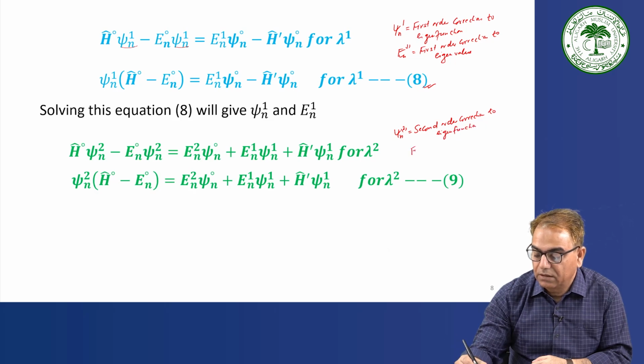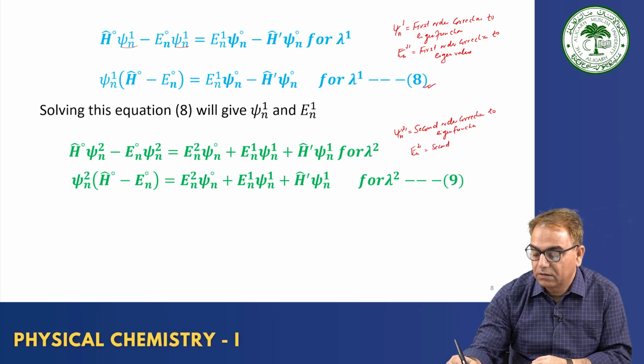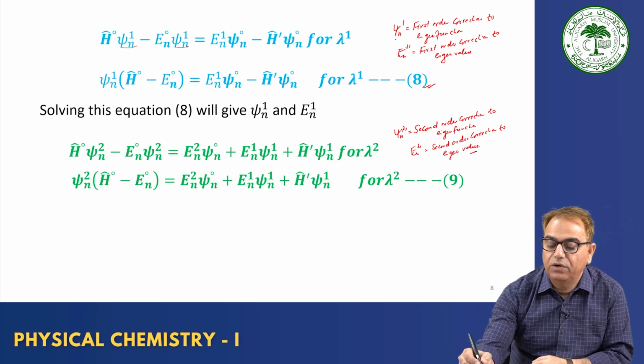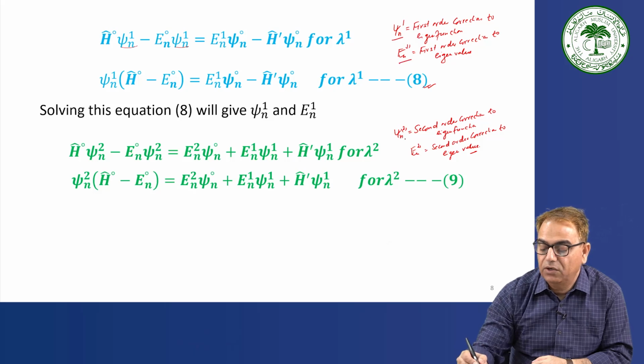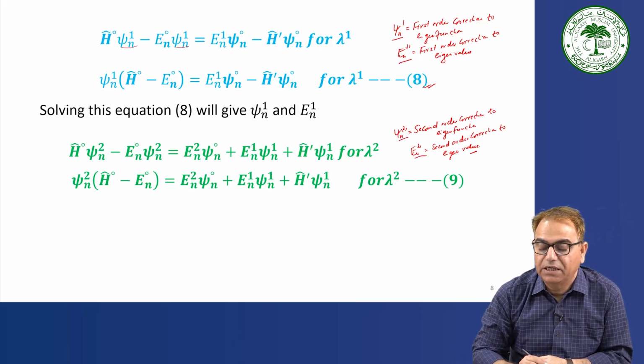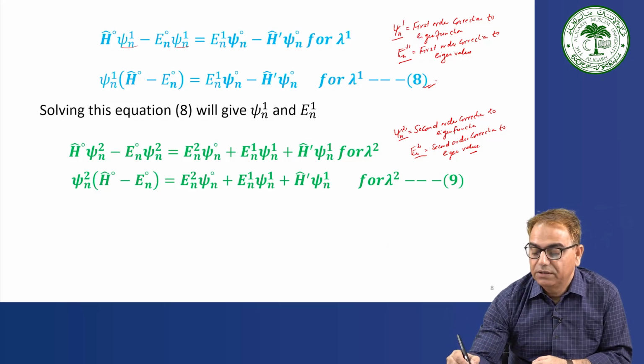and En2 is the second order correction to the eigenvalue. So our whole exercise will be for finding En1 and psi n1, and once we find them, what will be the energy of the perturbed system?